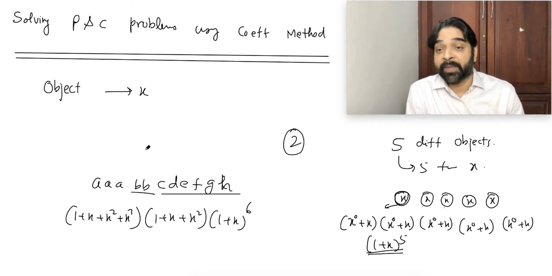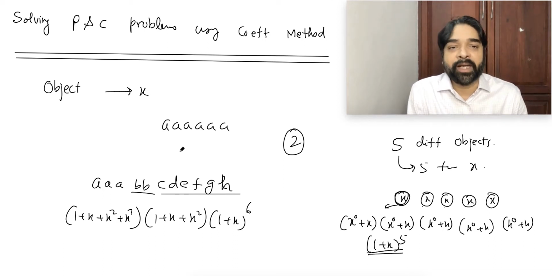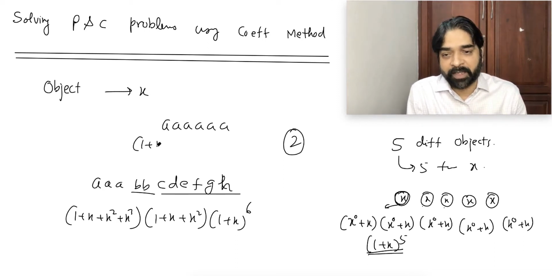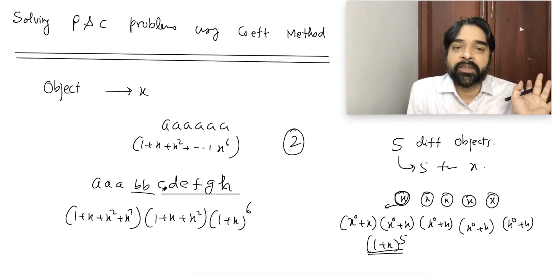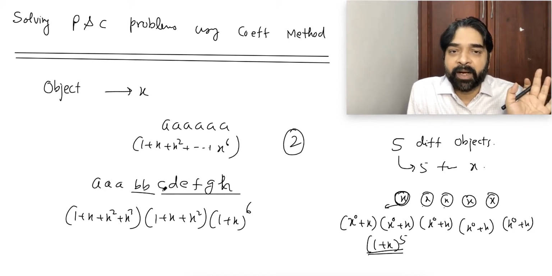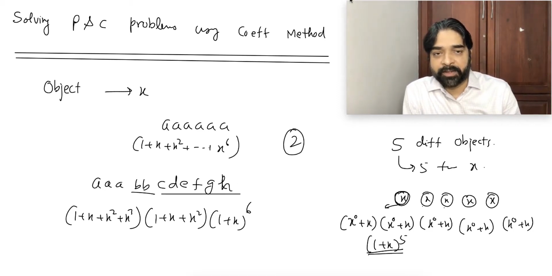If I say I am having 6 identical a's, how will you write the x format? I will say 1 plus x plus x square and so on up to x power 6. That's all. This is the bracket of this. Is it clear to everybody? Understood the point?